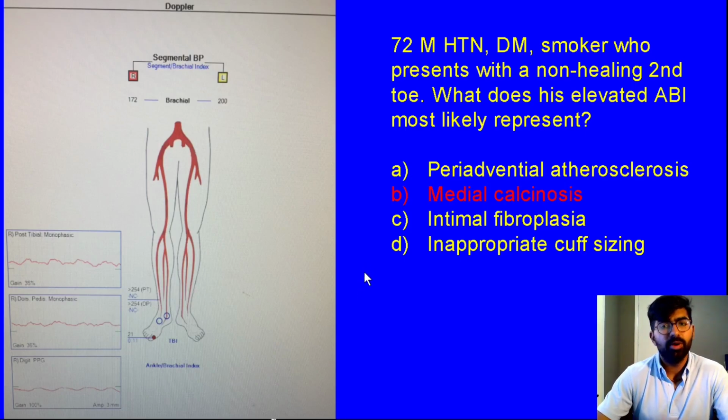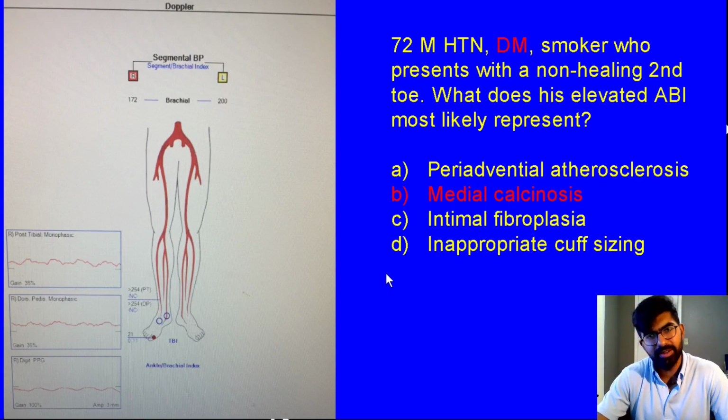The vessels become so hard that conventional blood pressure cuffs cannot compress the vessels down. And so therefore, if the ankle pressure is infinity and the brachial pressure is 100, you're going to get a non-compressible vessel. Okay, that number doesn't have an answer. And the giveaway here again is diabetes. And as you all know, the patients with end-stage renal disease or chronic kidney disease also have medial calcinosis.